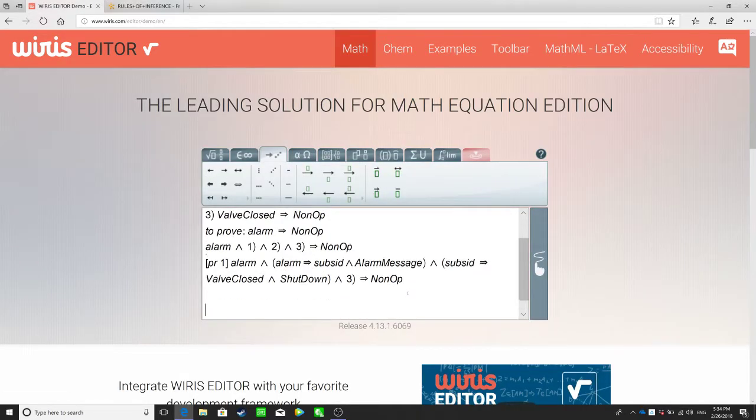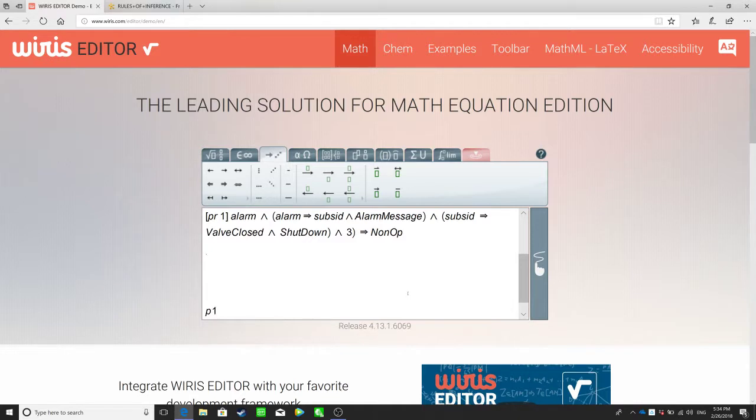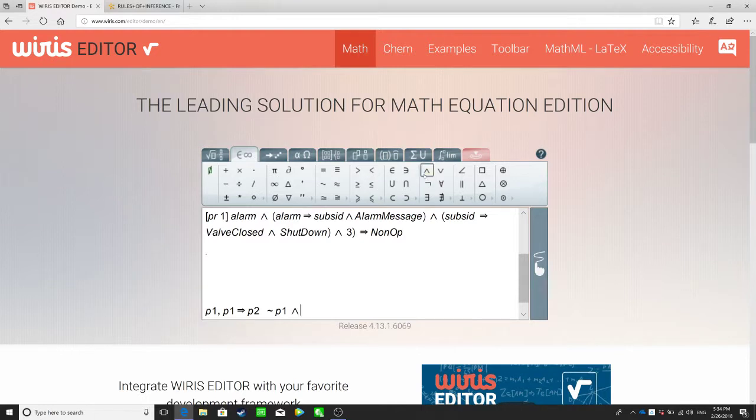So let me write something here. It's P1 implies P2. That basically means P1 and, remember this bracket is here, the same thing as this: P1 and P1 implies P2. Okay, there's nothing wrong here.